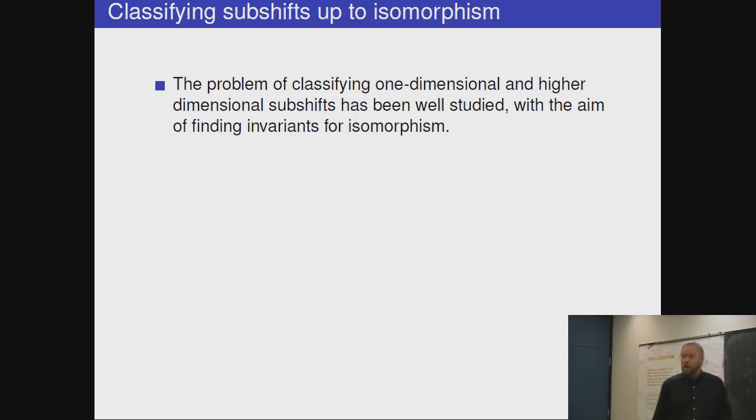So we might want to think about what sort of invariants, if we wanted to give complete invariants, some collection of descriptions of our subshift that completely describe its isomorphism type, how complicated would this have to be?